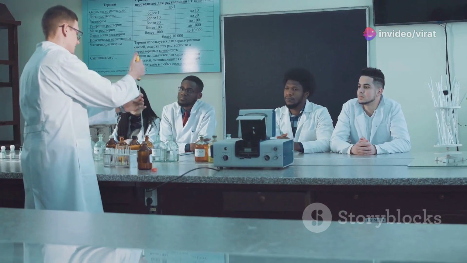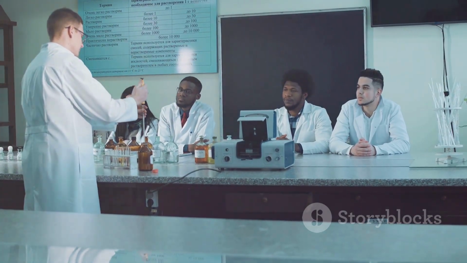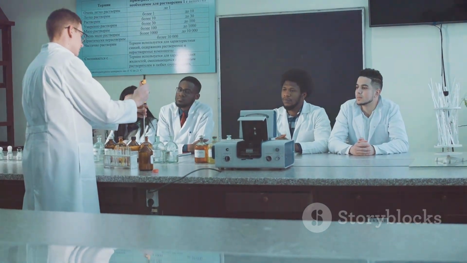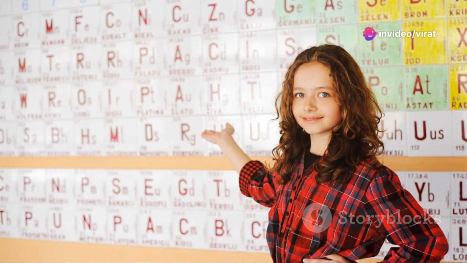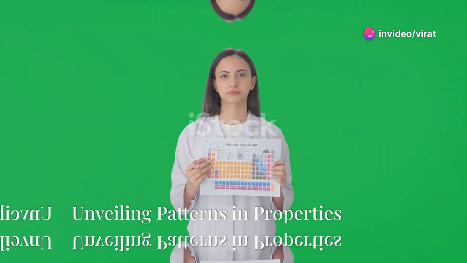For example, if we know the properties of lithium, we can make predictions about the properties of sodium, potassium, and other alkali metals in the same group. This predictive power makes the periodic table an invaluable tool for chemists and scientists. The periodic law is a fundamental concept in chemistry. It's like having a cheat sheet for understanding the elements.